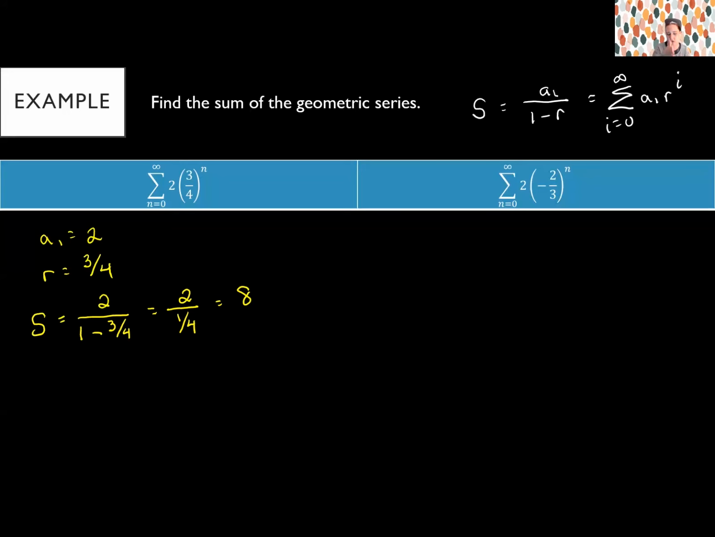And if you were to start adding up term by term by term, you would find that the sum is getting closer and closer and closer to 8. If it goes on forever, it's basically approaching 8, and it won't get bigger than that.